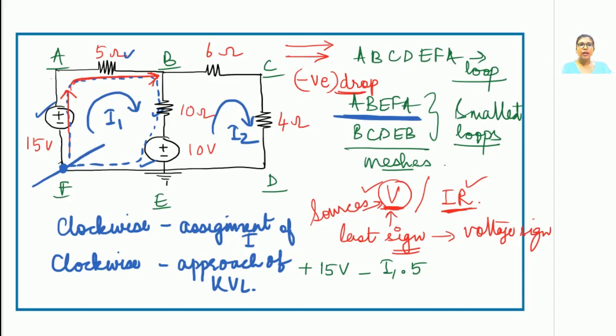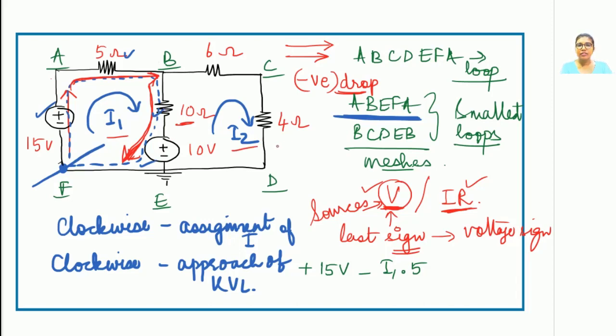So next what will happen? Our analysis will now move from B to E. Now one has to see over here, B to E has got 2 elements. The first element that is being encountered is a resistor. And now what is the current flowing through this resistor? It is not just I1. It is I1, some part of I1 as well as some part of I2.